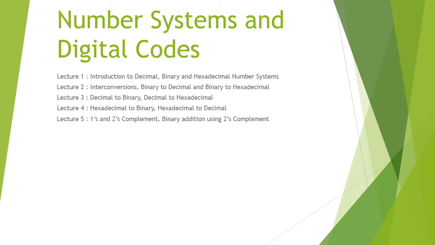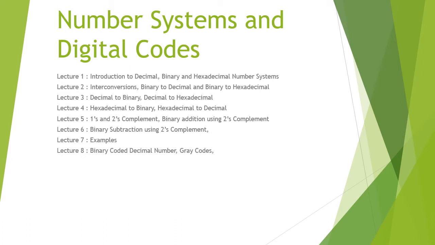Then we have seen how we can perform the subtraction using ones and twos complement method. We have also seen about the binary coded decimal number, which is BCD code, and gray codes. Today we are going to discuss about gray to binary and binary to gray conversion.